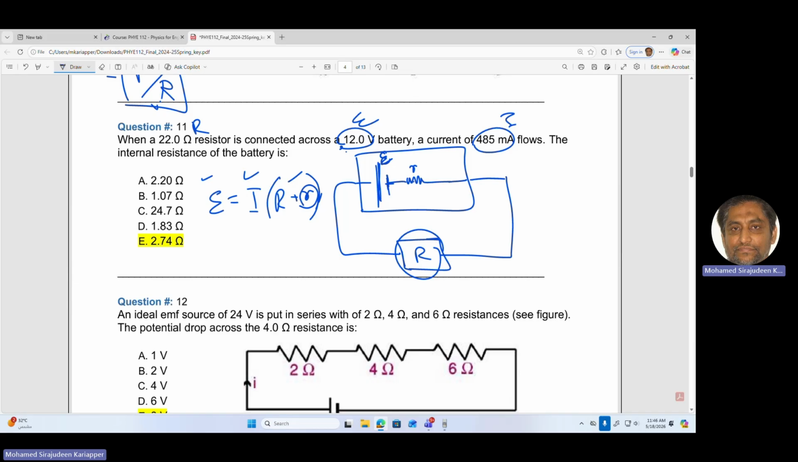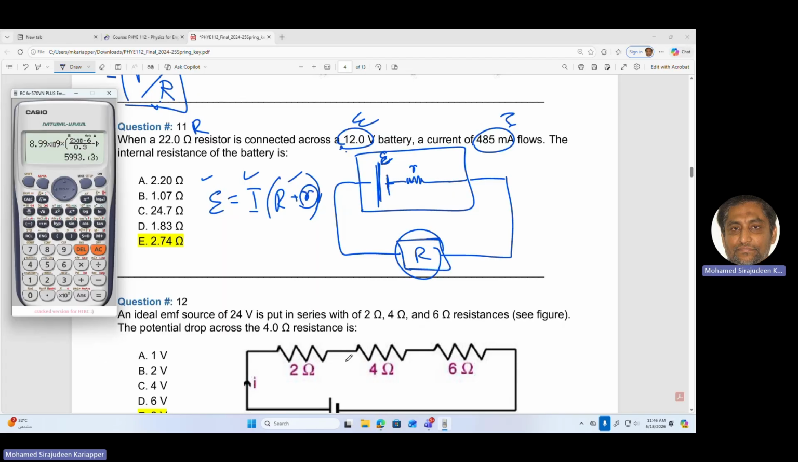So it's a matter of just answering it. Always use the calculator. Don't worry about the algebra. Let the calculator do the algebra. So take your calculator and just put this in. E is equal to what? 12 equals I. I is in milliamperes, so be careful. Convert it into amperes.